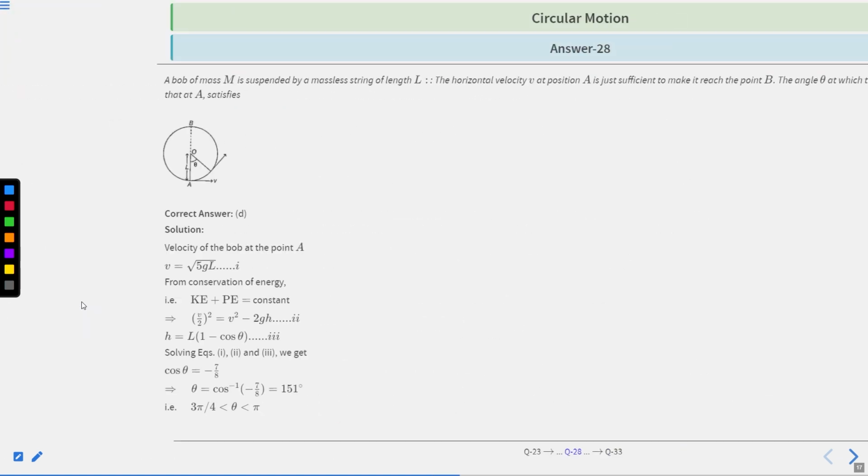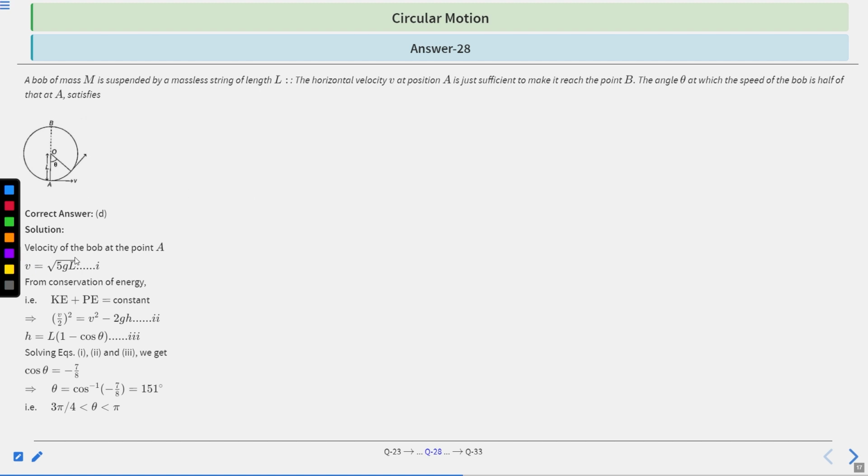Let's find a solution. The velocity of the bob at point A is v equal to under root 5gL. Let this be equation 1. From conservation of energy, total energy, kinetic energy plus potential energy, is constant. So (v by 2) whole square equals v square minus 2gh. Let this be equation 2. And h equals L(1 minus cos theta). Let this be equation 3.